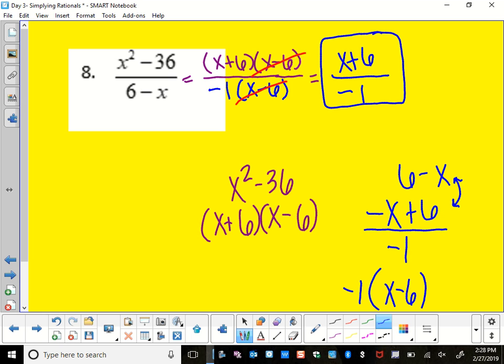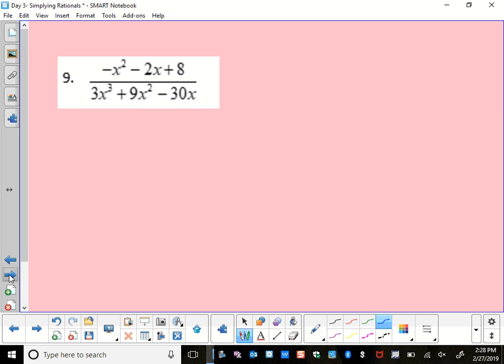You guys got number 8? Alright, let's do number 10. Remember when you do this one by yourself, and you rewrite this so you can factor it, we're going to have a GCF of what? To get rid of this negative. -1. Negative. Okay, that's how you start that.